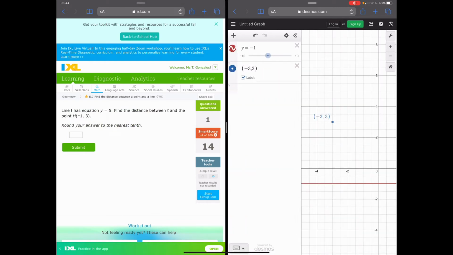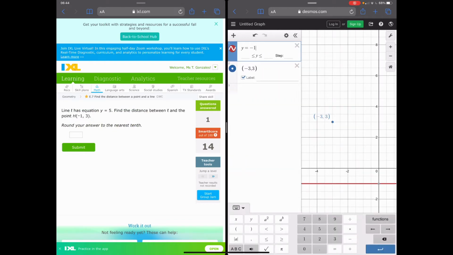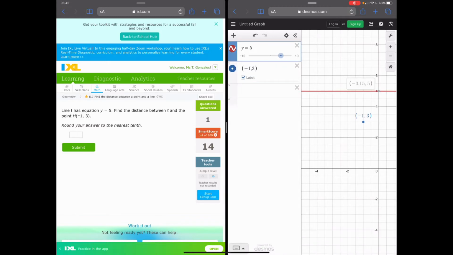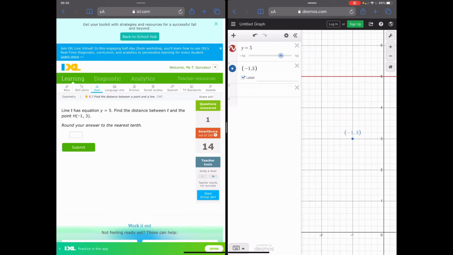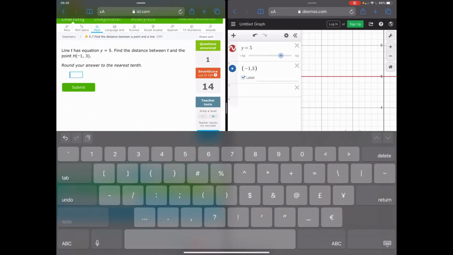we have y equals 5. That's y equals 5. And then my ordered pair is going to be H's. Find the distance between line L and point H, -1, 3. We have that on our graph. So if we count the distance, we have 3, 4, 5. My distance is going to be 2.